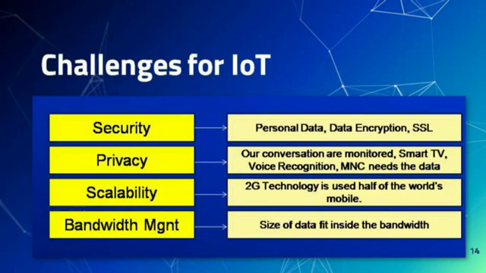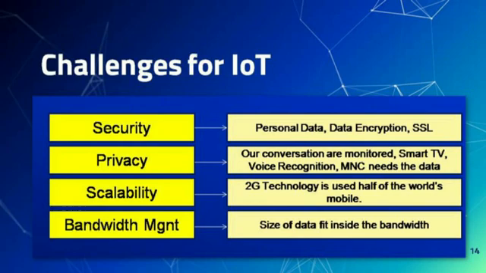Internet of Things is handling a lot of personal data. So for the personal data, data encryption is added so that the security level is increased a little bit, and also SSL, that is Secure Socket Layer, technology is used to protect all the personal data.